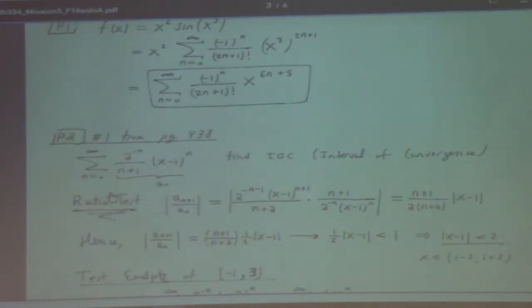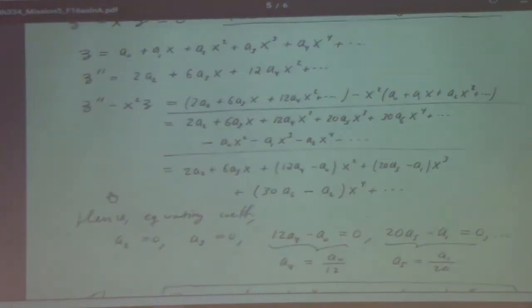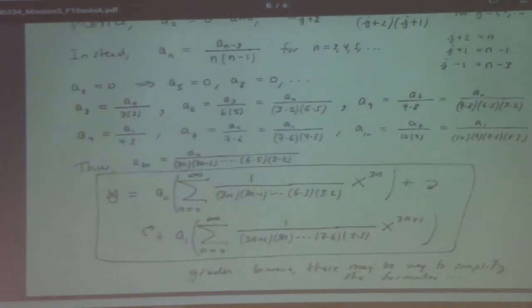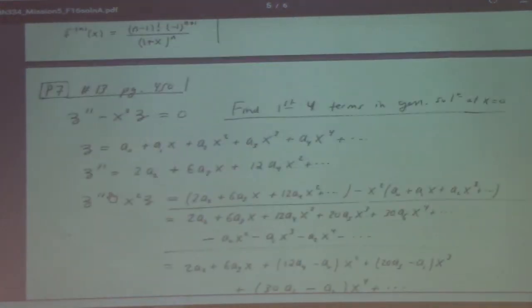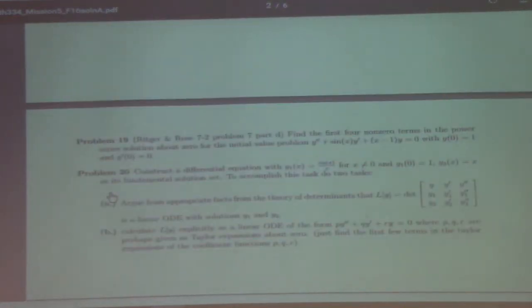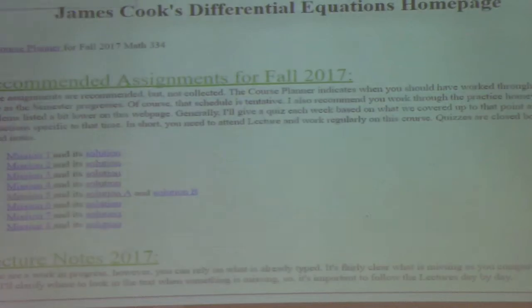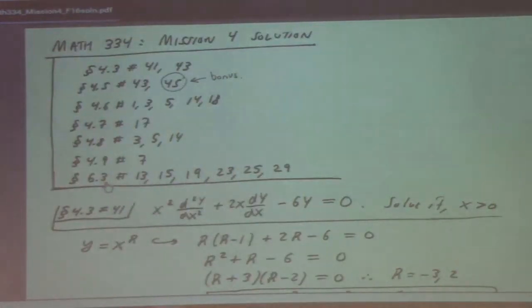Let me just scan through here right quick. Not for now. Okay, it's official. Problem 20 is fun, by the way. This is a way to construct a differential equation that has given functions as solutions. Mission 4, on the other hand.